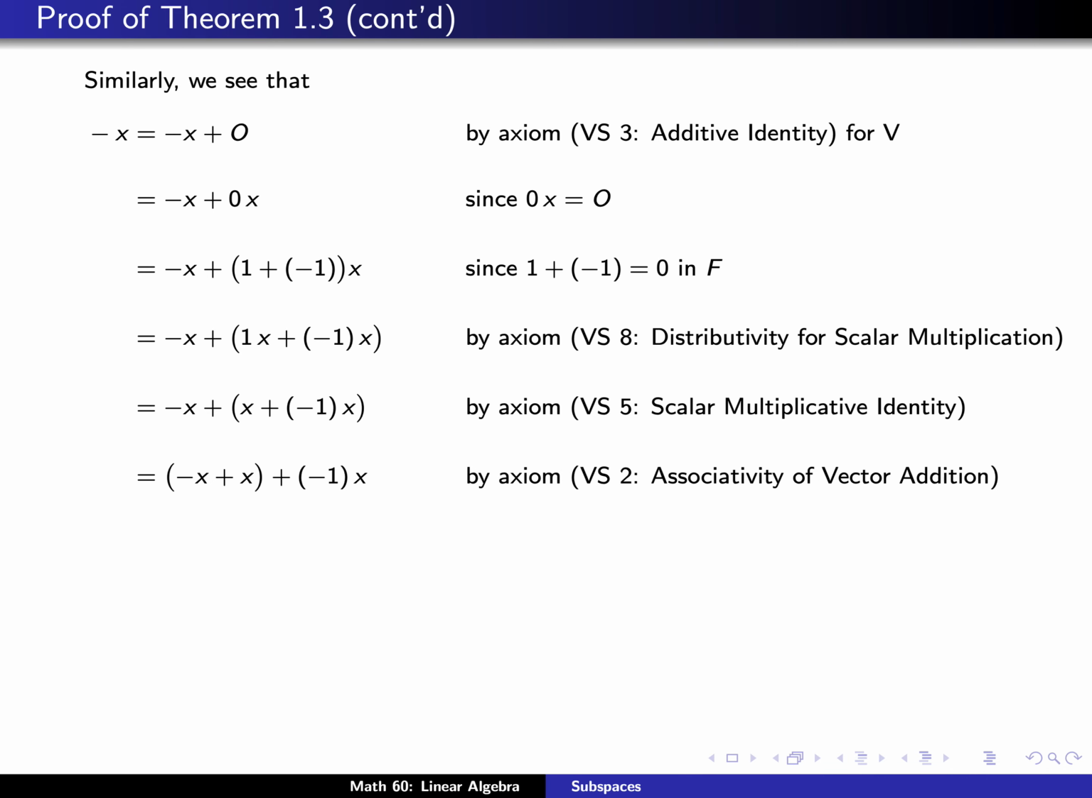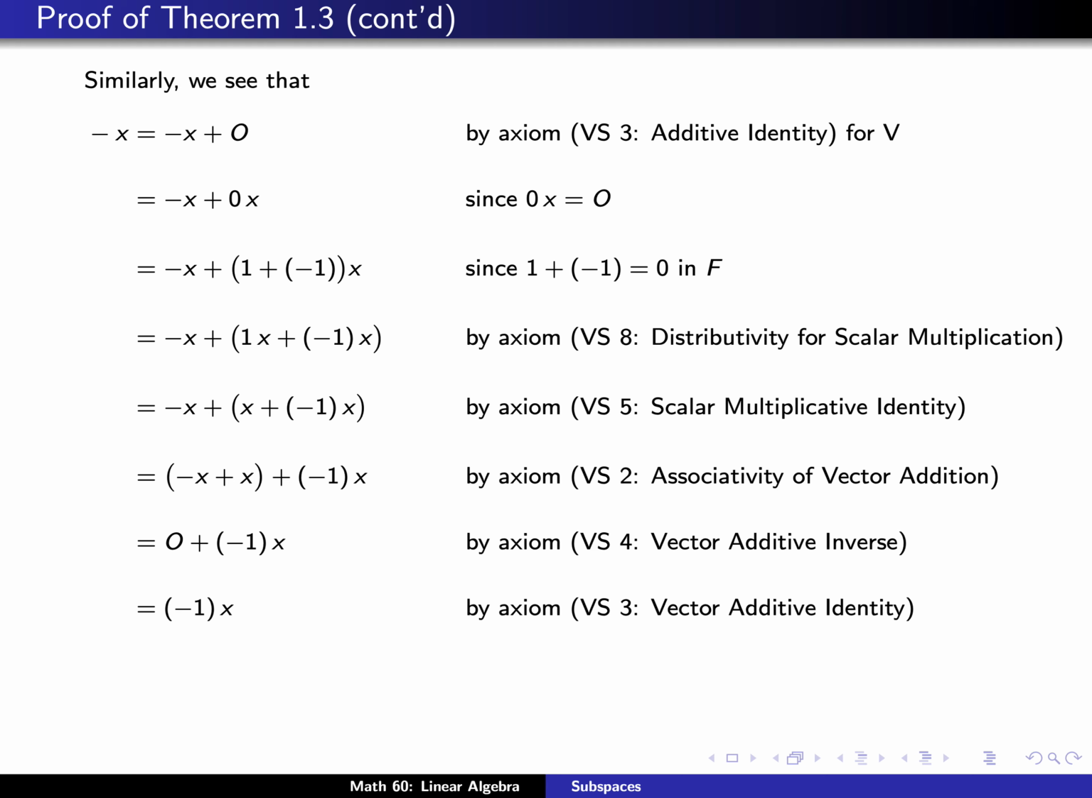Next, we'll use associativity to move around the parentheses, and we'll see that negative x plus x will be replaced now by the 0 element, namely capital O, because we're assuming that the additive inverse property holds for the vector space V. And finally, the axiom additive identity means that we can just ignore the 0 element, capital O. And so if we step back and look at what we've just shown, we've shown that the negative of x is actually -1 as a scalar times the vector x.